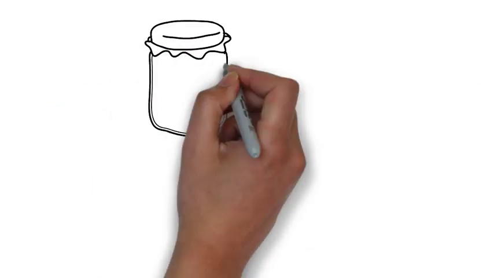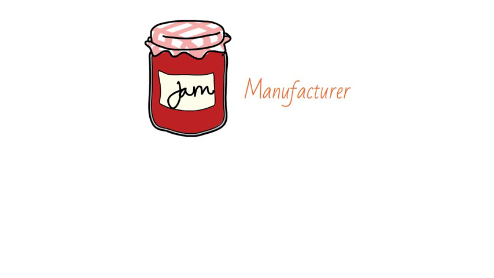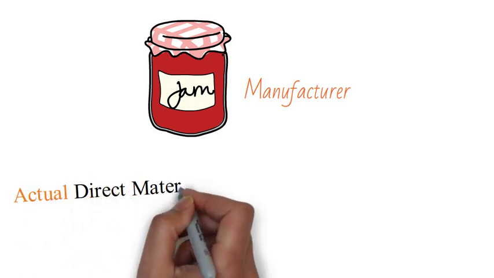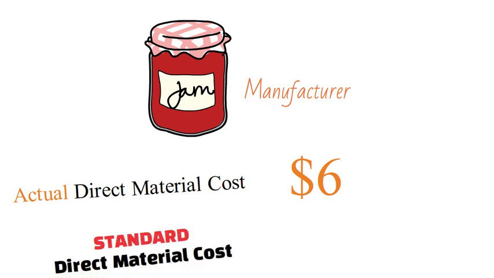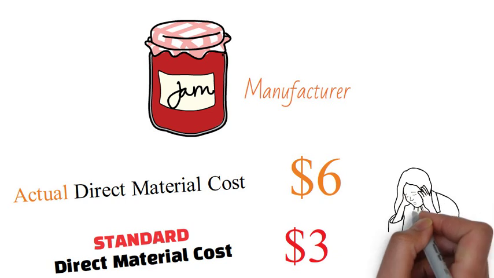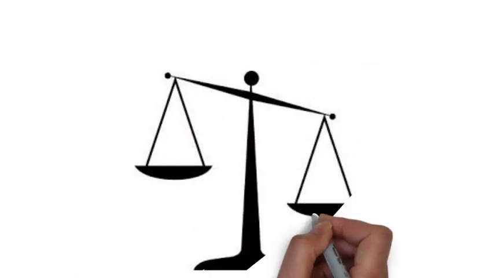Let's assume that our jam manufacturer incurred a cost of $6 to produce a bottle of jam. So here, though the company had expected to spend $3 for direct materials to produce one bottle of jam, they ended up spending $6, and the management must be worried about this. And they want to analyze the reasons for the variance.